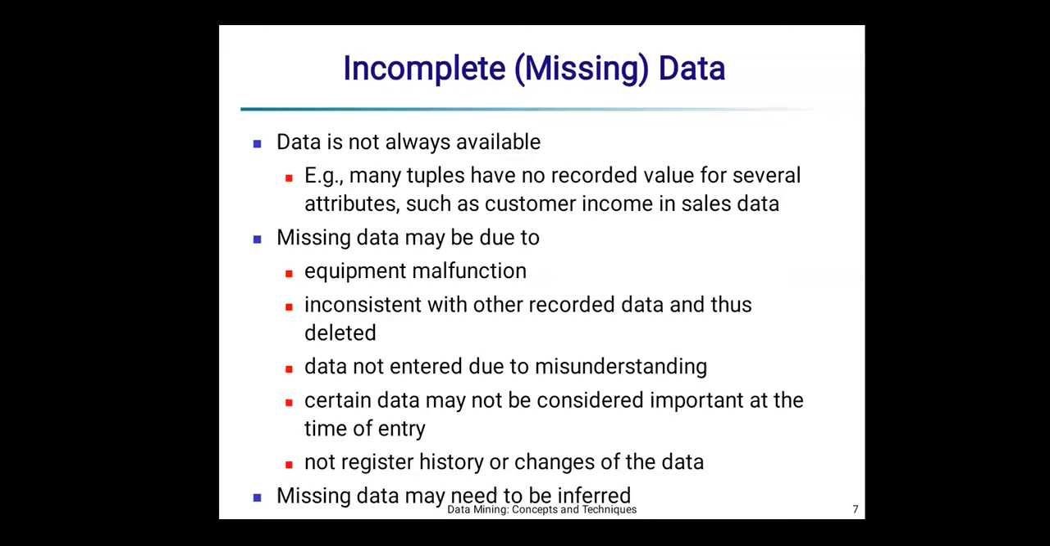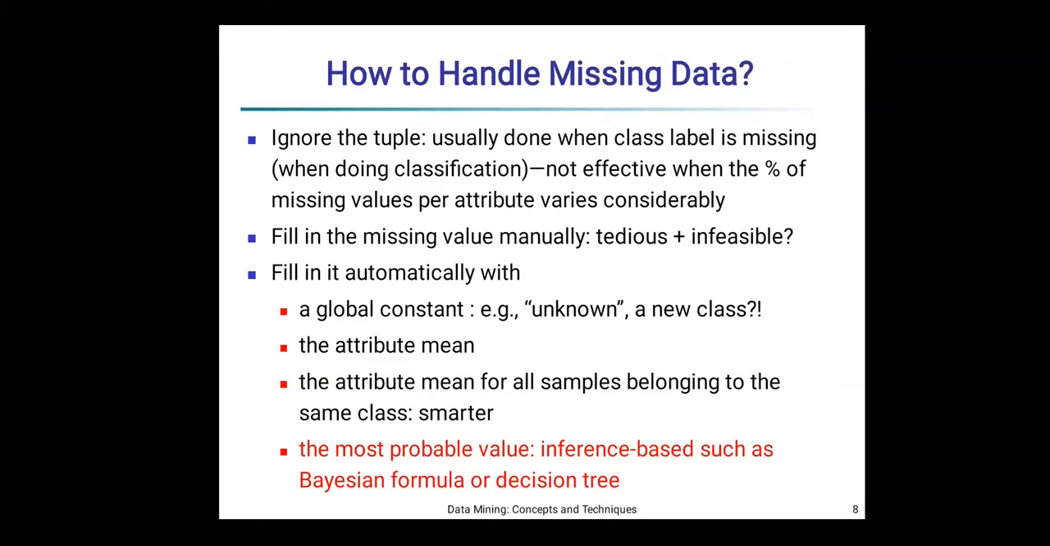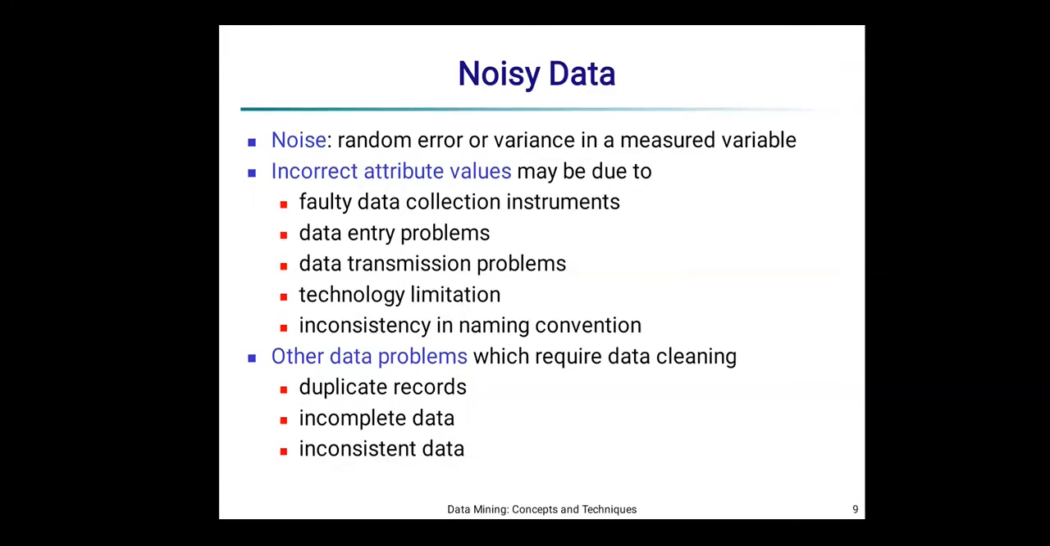Like for example, incomplete data. Now why may data be incomplete? Because there may be some equipment malfunction, there may be inconsistent data recording, there may be deletion of some record, data may not be entered correctly, or it may not be understood by the person who is entering that data, or the history or changes of data may not be registered. So this may lead to incomplete or missing data. This data can be handled either by making the entry manually, but it will be tedious. So in this case you can fill it automatically with some unknown class or by some attribute mean.